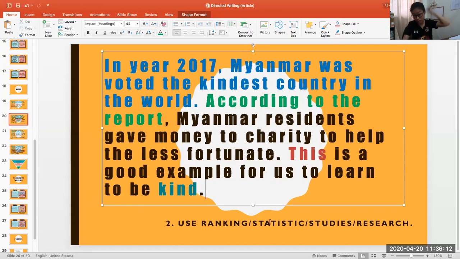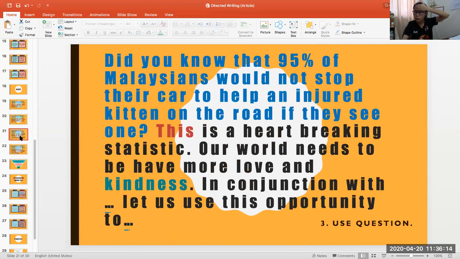Okay, so that's the second way. The third way is you use a question. Again, you throw down some serious question so people can start thinking. Did you know that 95% of Malaysians would not stop their car to help an injured kitten on the road if they see one? Okay, this one, I make it up.